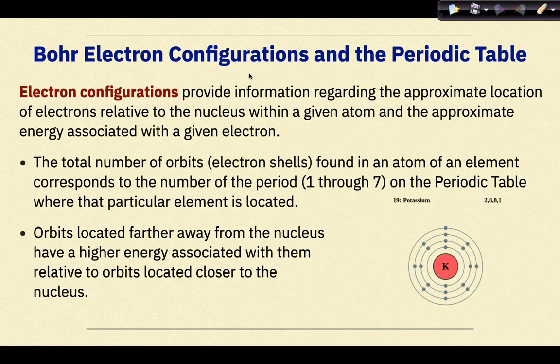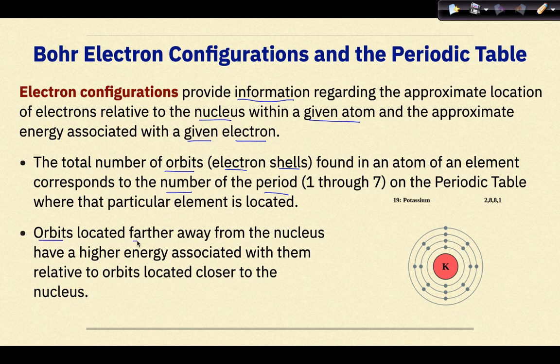Bohr electron configurations and the periodic table. Electron configurations provide information regarding the approximate location of electrons relative to the nucleus within a given atom and the approximate energy associated with a given electron. The total number of orbits or electron shells of an element corresponds to the number of the period, and we know that the periodic table has periods 1 through 7, where that particular element is located.